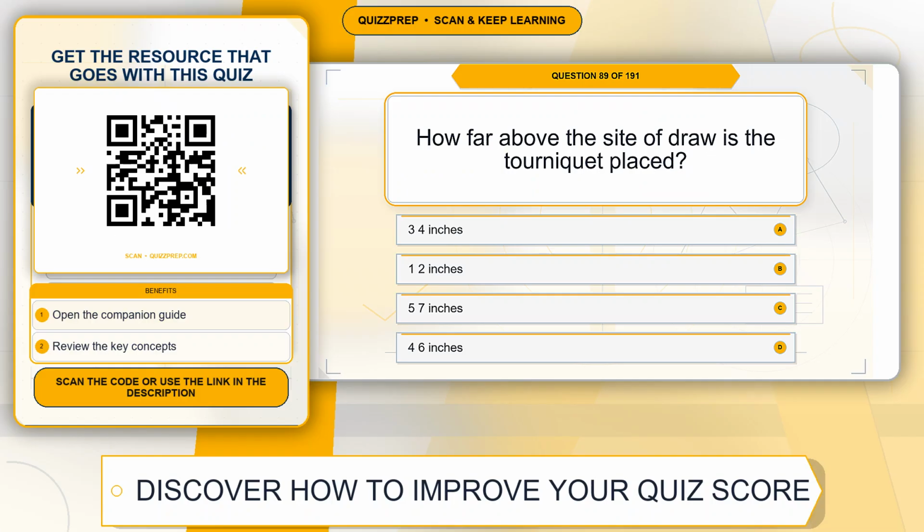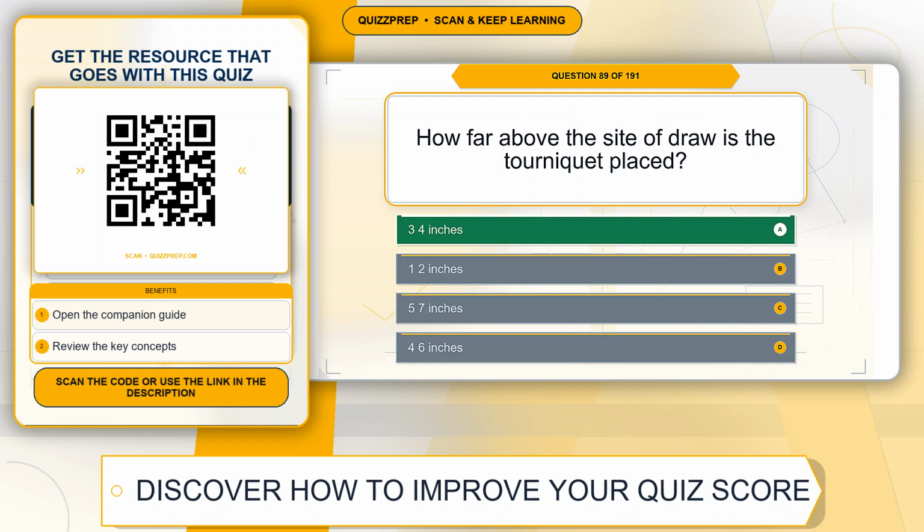Question 89. How far above the site of draw is the tourniquet placed? Option A, 3-4 inches. Option B, 1-2 inches. Option C, 5-7 inches. Option D, 4-6 inches. The correct answer is option A, 3-4 inches.